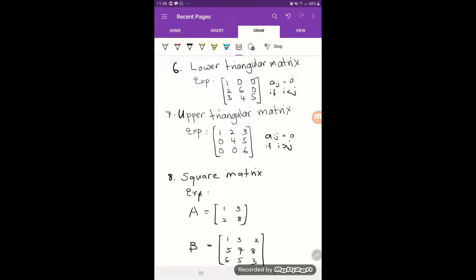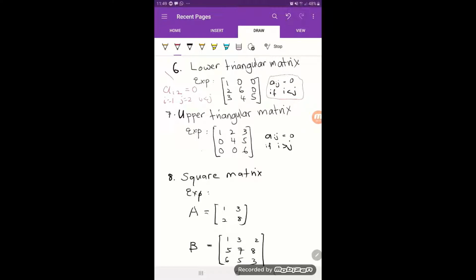The next type is the lower triangular matrix. A lower triangular matrix is a square matrix where Aij is 0 if i is less than j. Example, A12, where i is equal to 1, j is equal to 2. So, i is less than j. When i is less than j, the element A12 is 0.